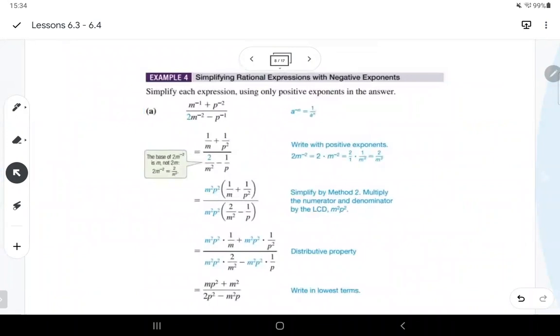Okay, so simplifying rational expressions with negative exponents is next. Remember, this is that idea where if you have a negative exponent, you want to bring it to the opposite part of the fraction.